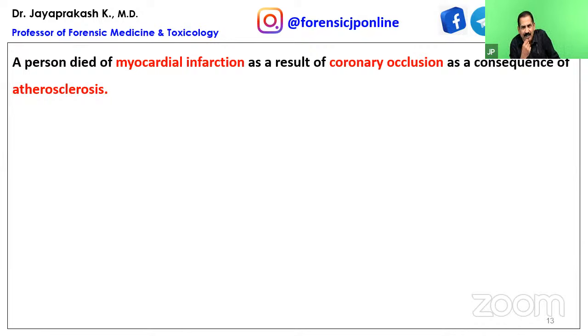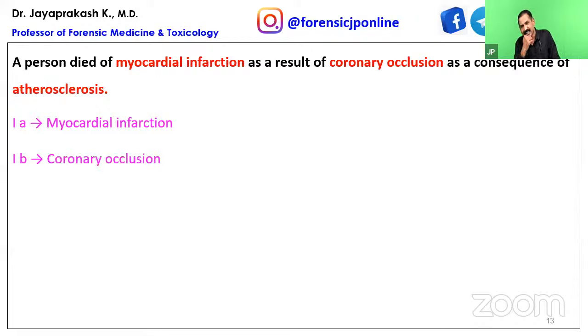As MI. Okay, 1A, MI. 1B, we are typing still. Coronary occlusion, they are telling, sir. Wow. 1C. Mr. Pukar is answering really well. He's telling atherosclerosis.